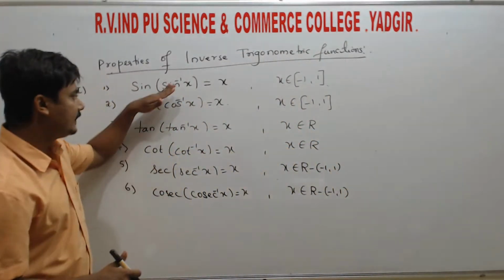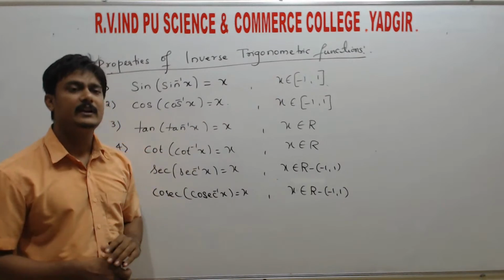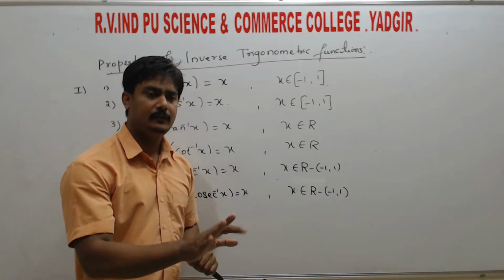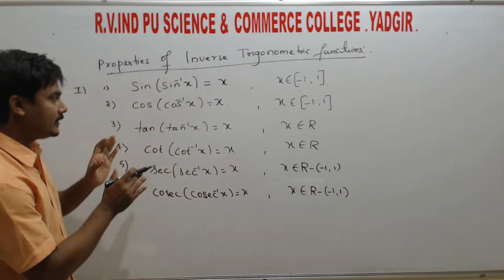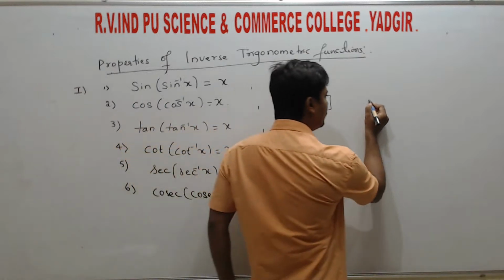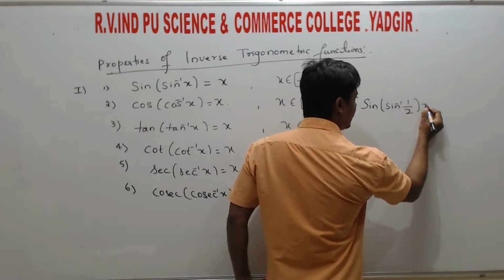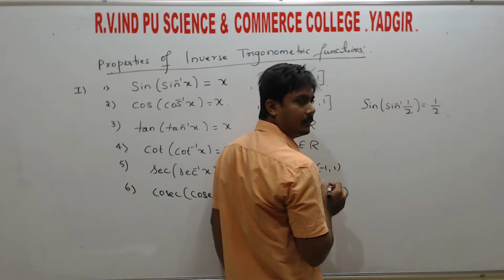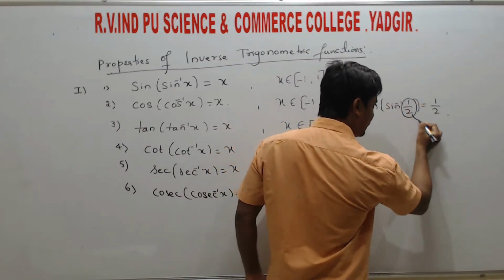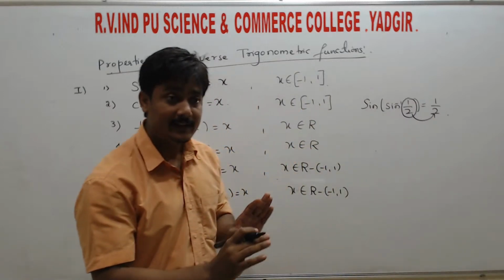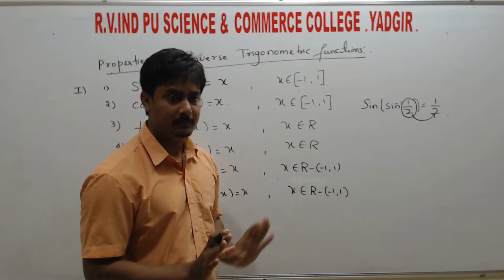All these results hold good if the x value lies in the respective domain of each inverse trigonometric function. How to remember it? You can remember it like this. If I ask you sine of sine inverse 1 by 2, our answer will directly be 1 by 2. We can remember it as sine and sine inverse cancel, so we get 1 by 2. Actually, we should not say that they cancel. Sine and sine inverse do not cancel. This is just a way to remember.